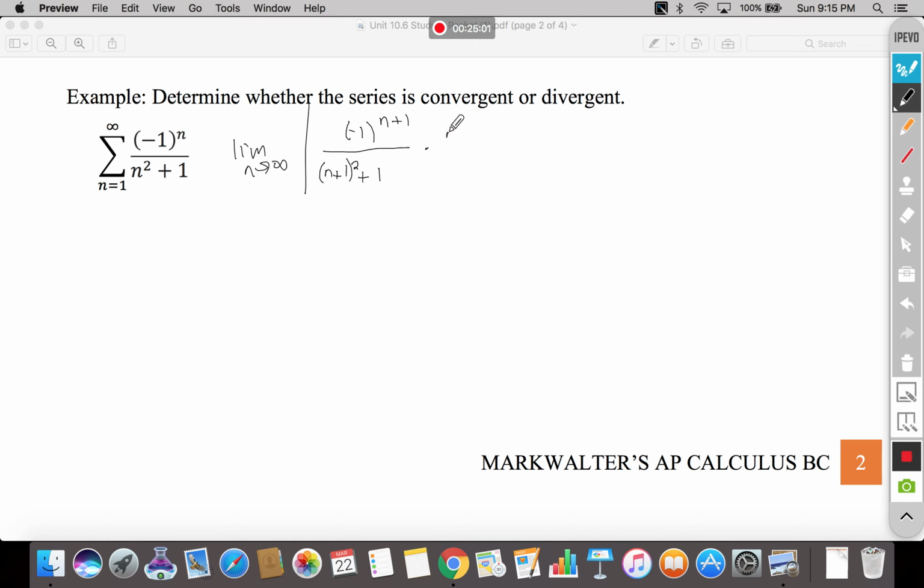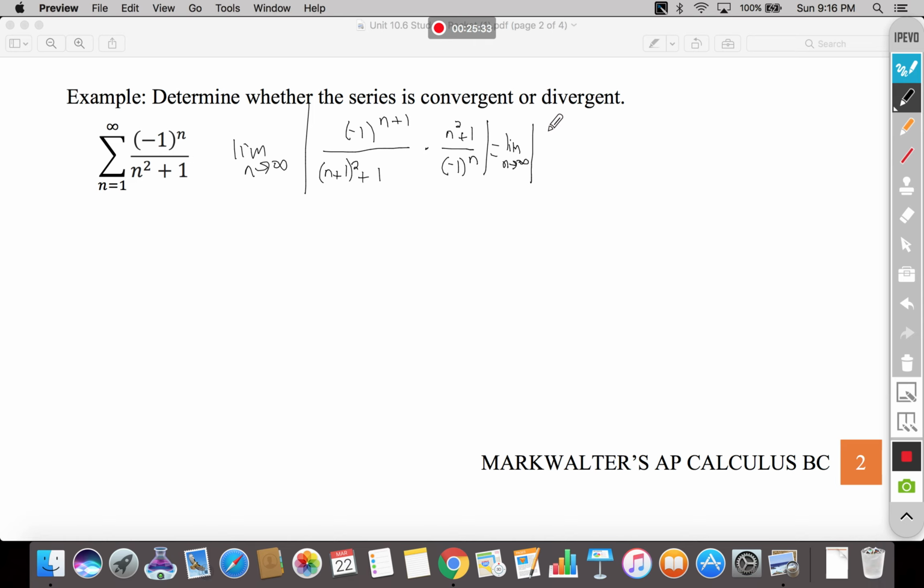So I'm going to say n squared plus 1 over negative 1 to the n. I want to see what that gives me. That's going to give me the limit as n approaches infinity of the absolute value of, probably worth cleaning some stuff. I see some negative 1 things will cancel out here. This is going to be kind of interesting to see what goes on down here. So let's see how this looks first.